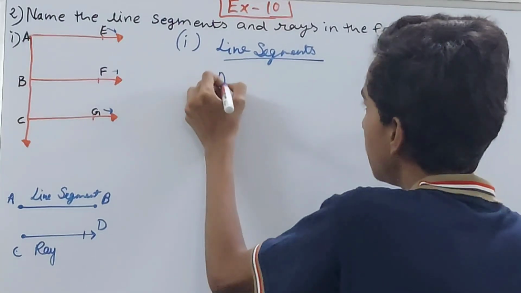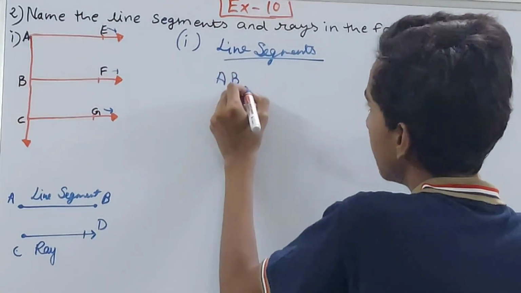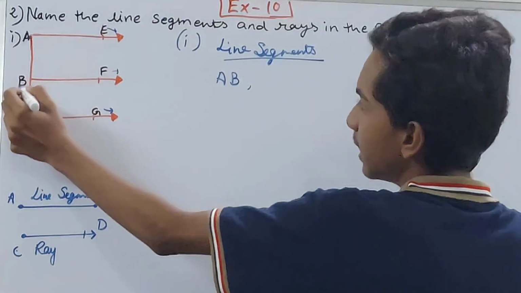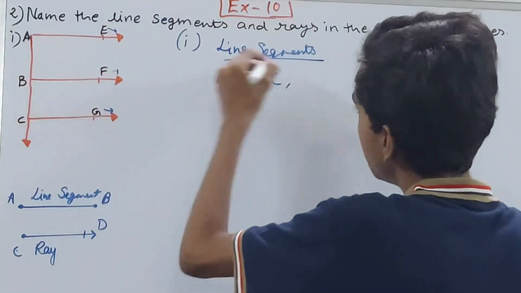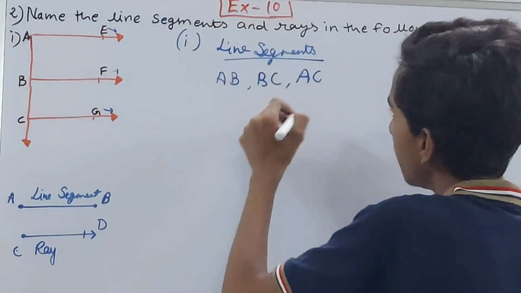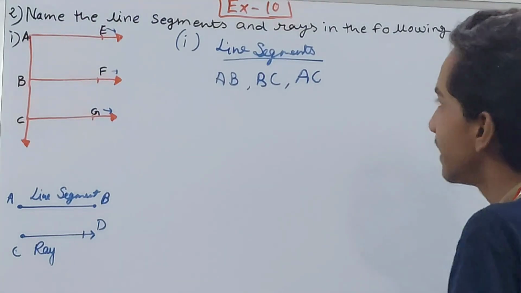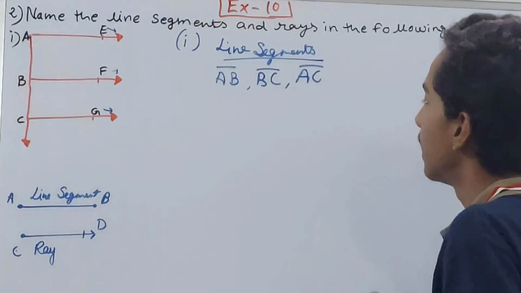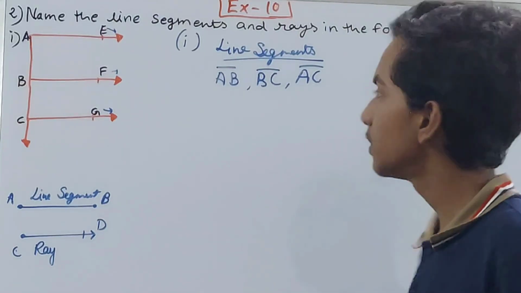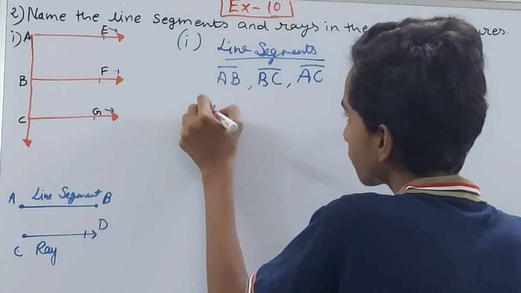First one will be AB, and then you will have AC, and then BC, and then AC, right? And the way of writing line segments is very simple. Just put a line on top of these two names, right? This is how we name the line segments. Now rays.